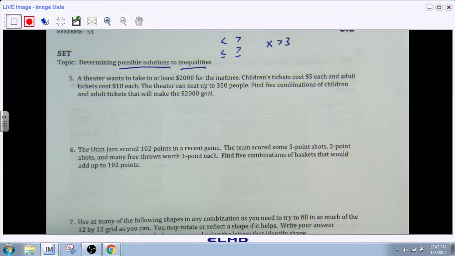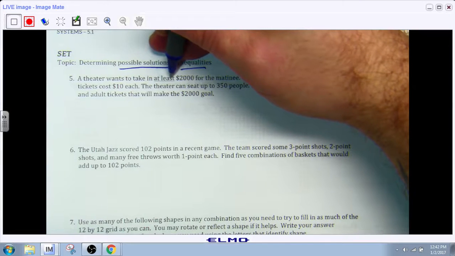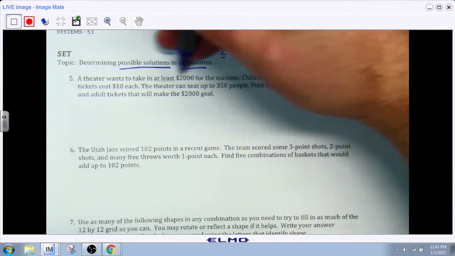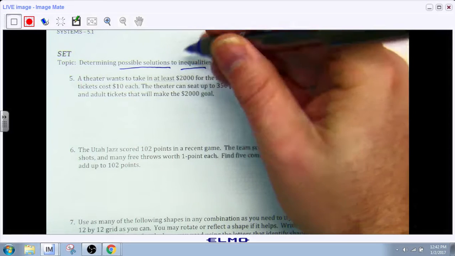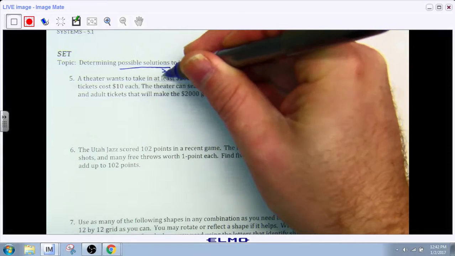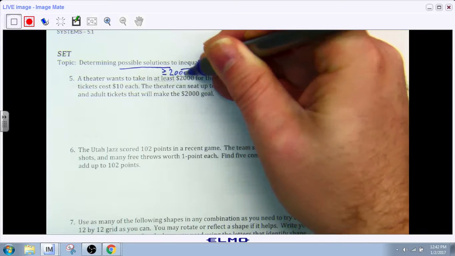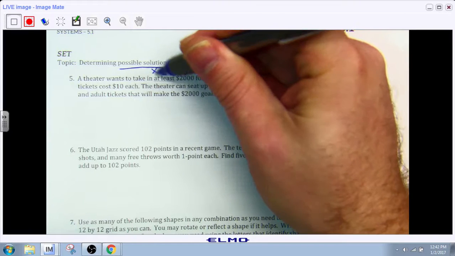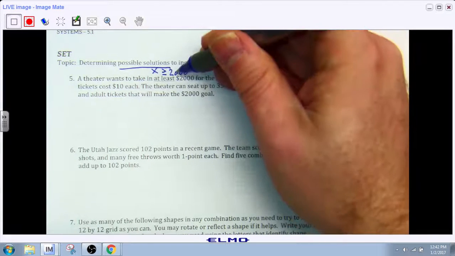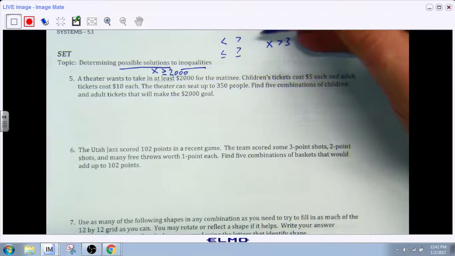It's not just going to be one solid number. So let's go ahead and look at this. A theater wants to take in at least $2,000 for the matinee. So when it says at least $2,000 for a matinee, that means they want more than or equal to, so some number that's greater than or equal to 2,000. They want some number that is bigger than or at the very least 2,000, or equal to or more.